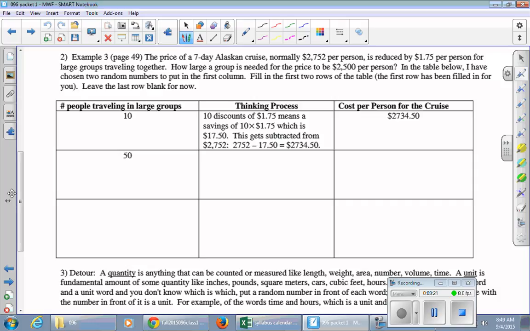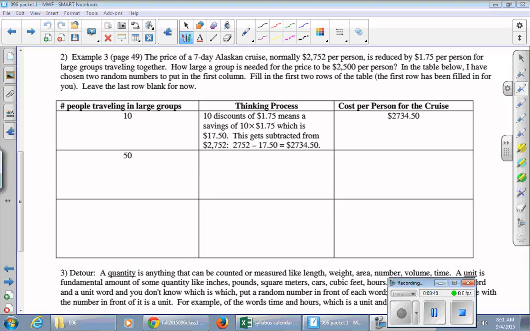Give me a specific number from the 2752, right? If we do the original ticket price 2752 and we subtract off the $17.50 discount, that leaves us with what we'll actually end up paying individually, yeah? Okay, I want you to fill in the next row right now. I've made up another number, 50 people are traveling in the group. Feel free to use your calculator. And then we'll come back together momentarily. Check with your neighbors too.